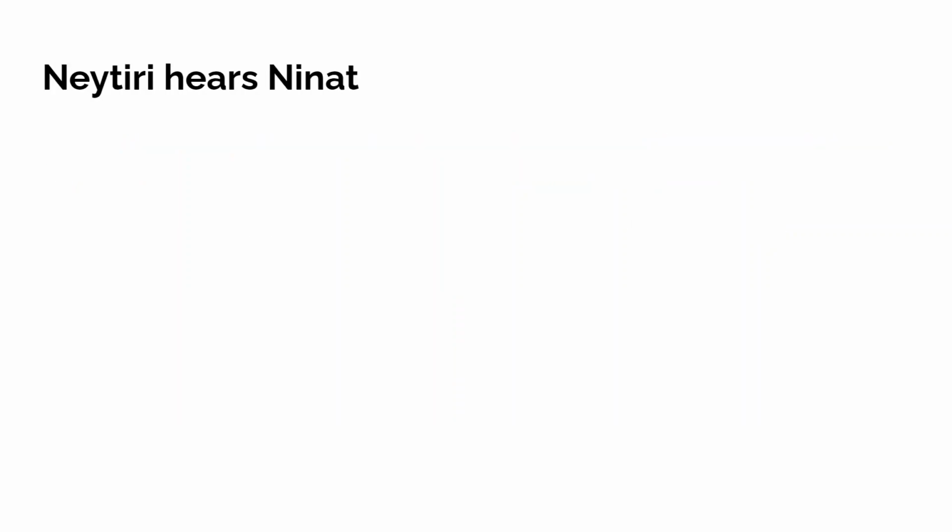So let's look at the sentence we had before. "Neytiri hears Ninat." Like I said, Neytiri is the subject here. She's the one hearing someone else, so she gets the L ending. And we also know that Ninat is the one who is being heard, so she gets the T ending. We get the Na'vi sentence "Neytiril staum Ninatit." Staum means to hear.